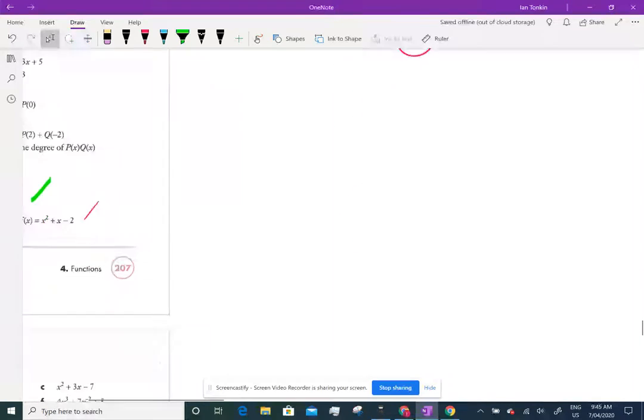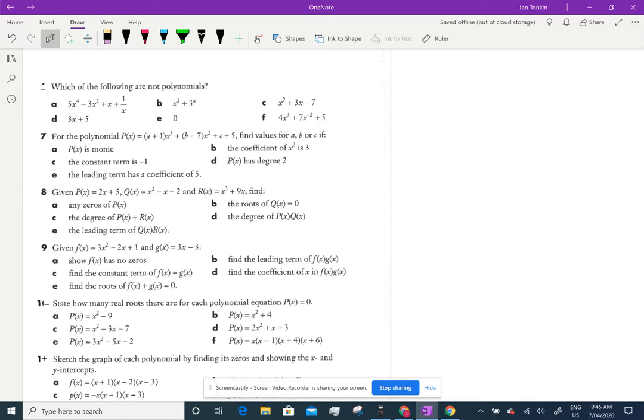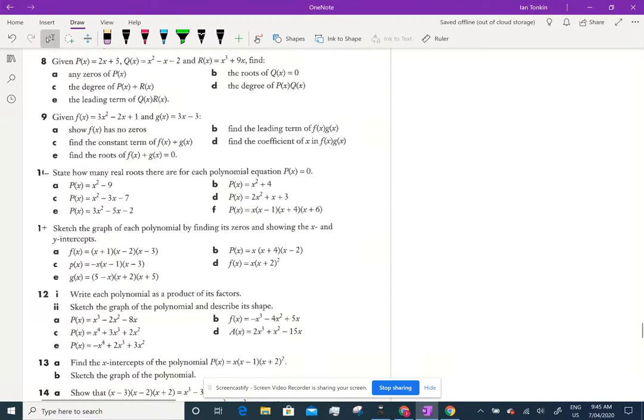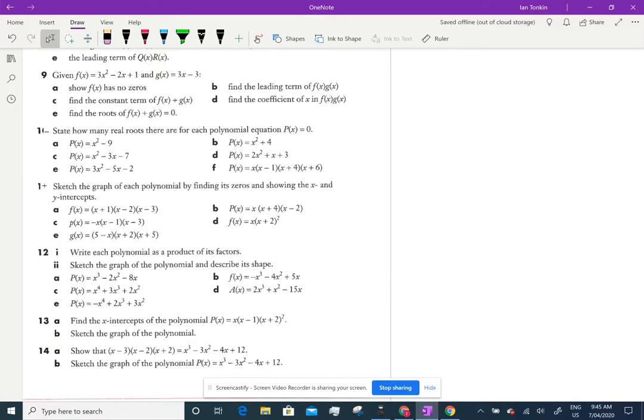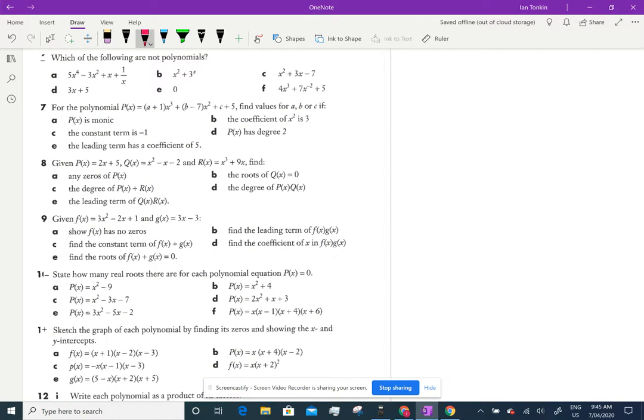So let's go down here and have a look at finding roots. So questions 7, 8, 9, 10, 11, 12, 13, 14. I particularly want to look at 12 because that's the big one. With question 7, if p of x is going to be monic, well, then a plus 1 has to equal 1, which means a equals 0. If the constant term is -1, well then c plus 5 must equal -1. So I'm going to let you do those. They're pretty easy. If you're having trouble, send me an email.